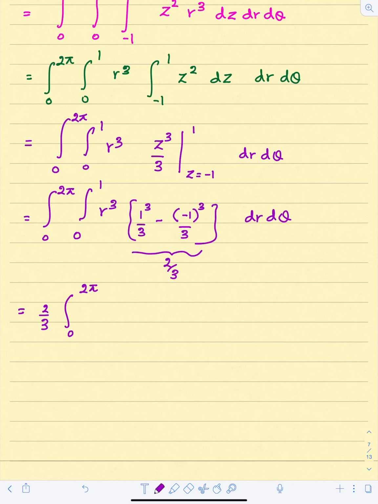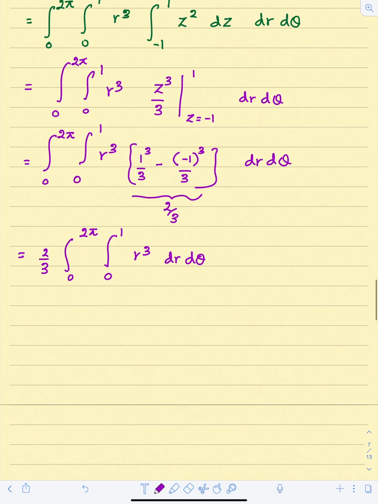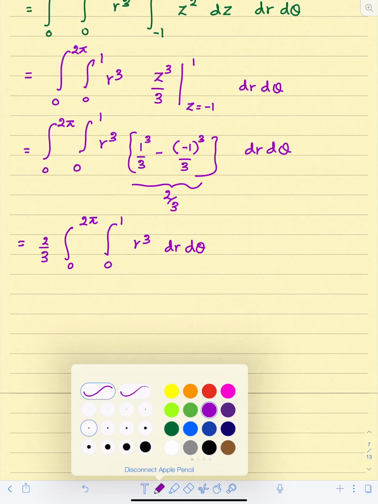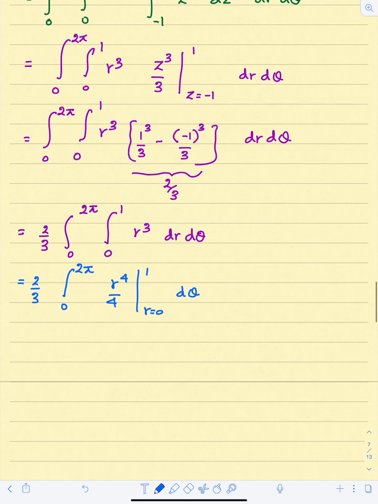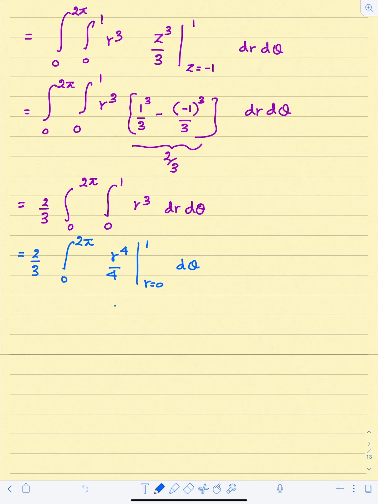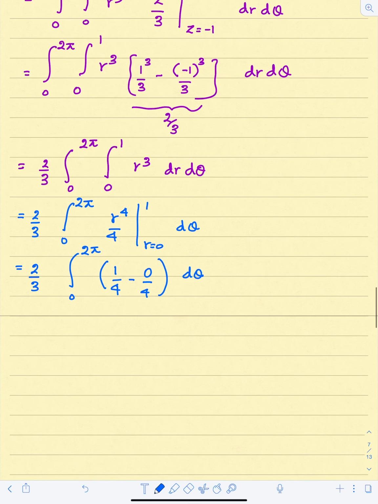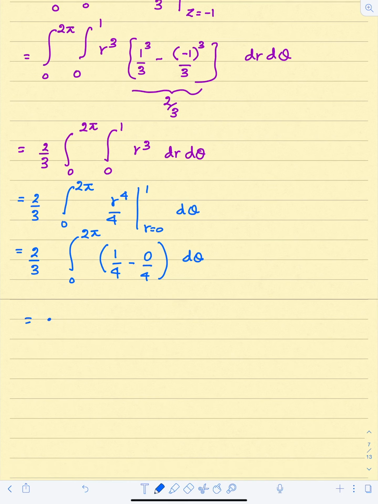So you have 2/3 times the integral from 0 to 2 pi, integral from 0 to 1, r cubed dr d theta. Integral of r cubed is r to the power 4 over 4. Apply the upper limit first. You will get 1/4 minus 0 over 4. 1/4 is a constant, and let's pull out that constant from the last integral.